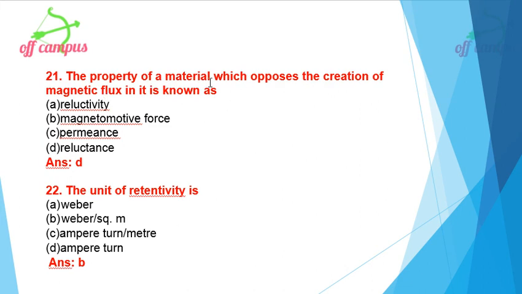21. The property of a material which opposes the creation of magnetic flux is known as reluctivity, magnetomotive force, permeance, reluctance. Which opposes means option D, reluctance, is the right option. Question 22. Unit of retentivity is option B, Weber per square meter.